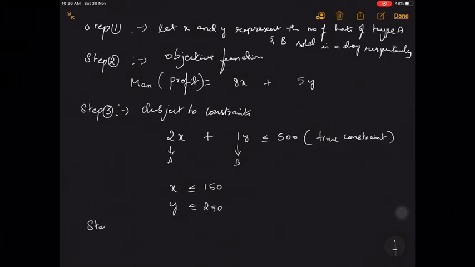So next is step 4, that is non-negativity restrictions, that is NNR. Since X and Y represent number of units or number of hats, they cannot be negative, that is X and Y should be greater than or equal to 0. So this is formulation of LPP, the linear programming problem.